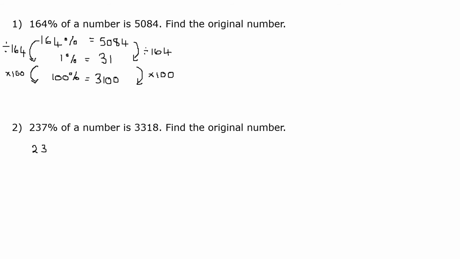And number 2, 237% of a number is 3,318. Find the original number. So let's divide both sides by 237.